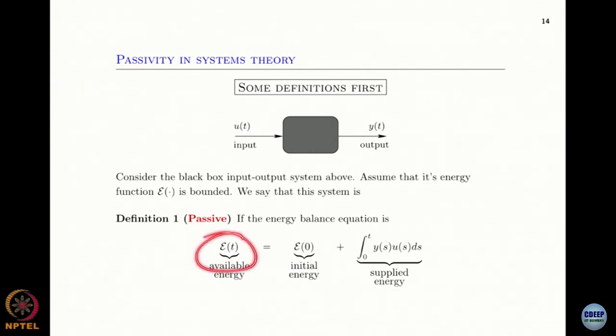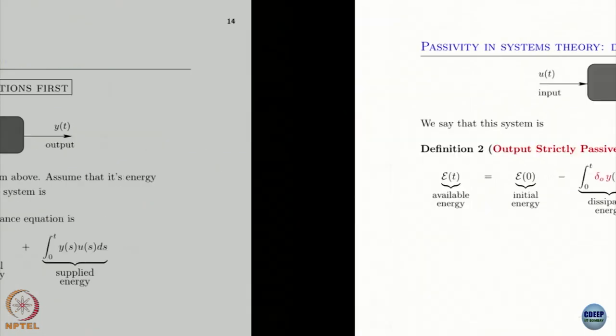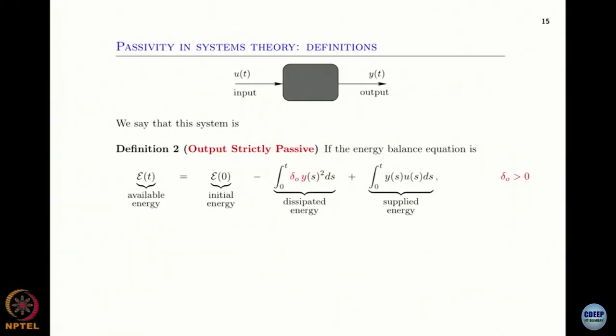Okay, so available energy equals initial energy plus whatever I supplied into my system. We're going to say that the system is output strictly passive if the energy balance equation looks like this. So not only do I have the initial energy and the supplied energy, but some energy was dissipated and just went somewhere else. I don't know where, but just into heat or whatever, as I explained before. So there is this component of dissipated energy with a minus sign. That means that I have some damping, or friction, if you want, in my system, right? So we will call it output strictly passive.